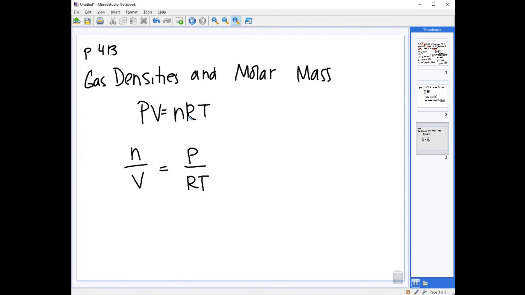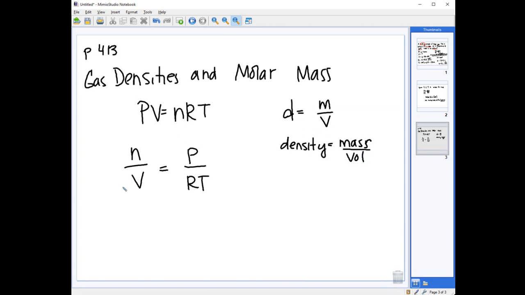Okay, so what we did is just rearrange, and we ended up with this. We've got our number of moles divided by volume equals pressure divided by our ideal gas constant times temperature. Keep in mind, I'm going to put another equation up here: D equals M over V. We looked at this way back at the beginning of this semester. This is density. Density is equal to mass over volume.